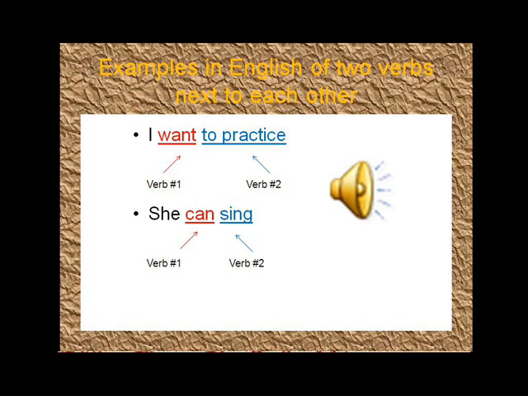Secondly, we have the example she can sing. The first verb is can, she can. The second verb is sing. So, let's go to the next slide, okay?